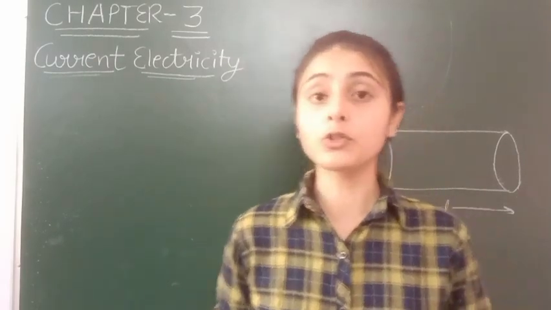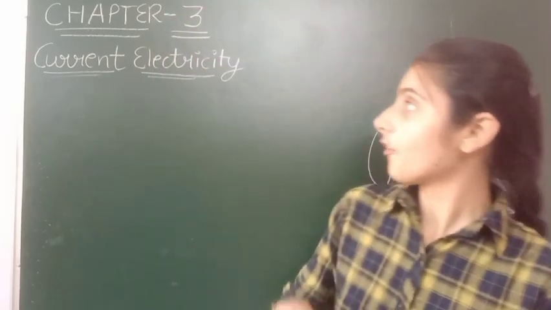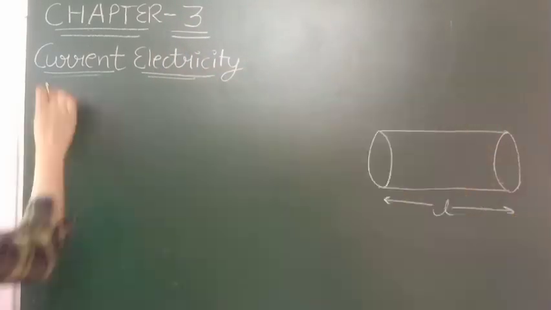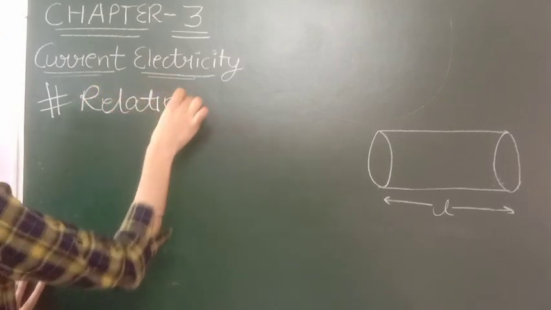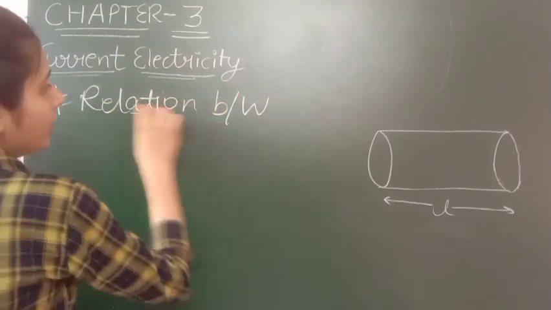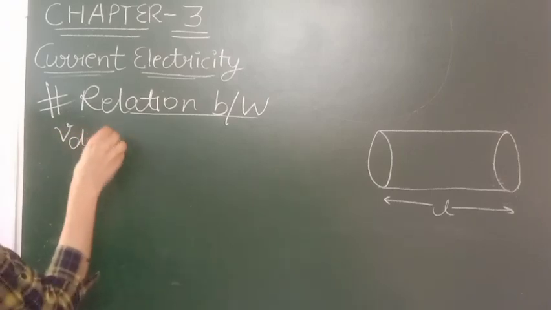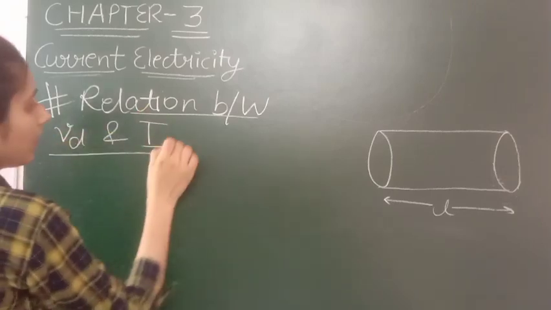So today we are going to start with another topic of chapter Current Electricity. The topic here is the relation between drift velocity, that is Vd, and current, that is I.